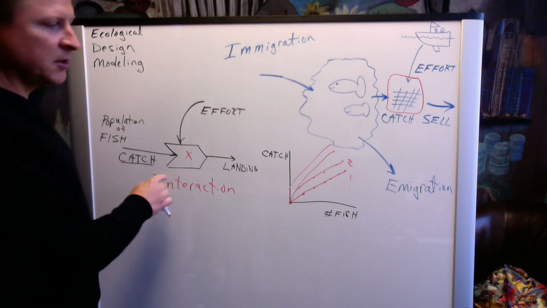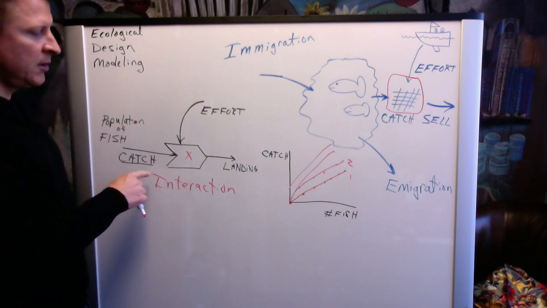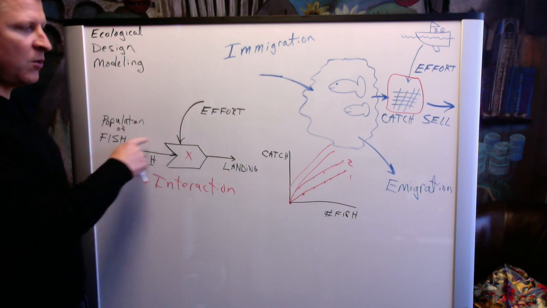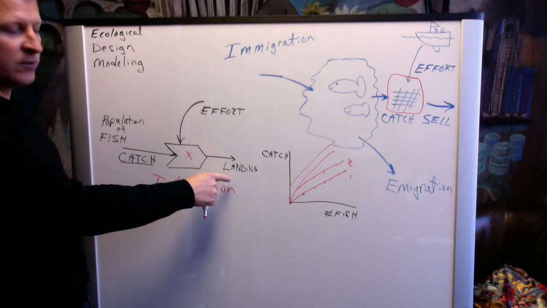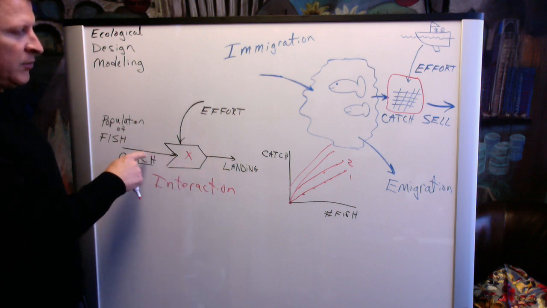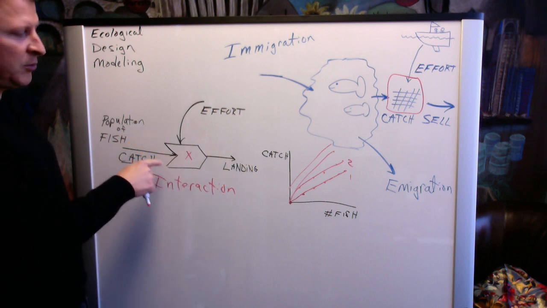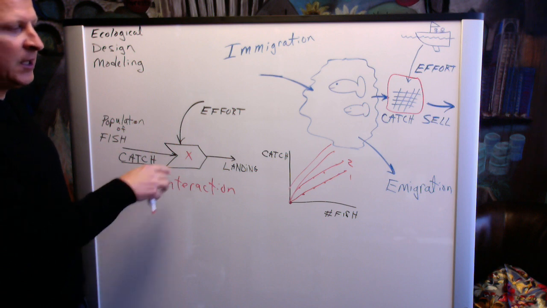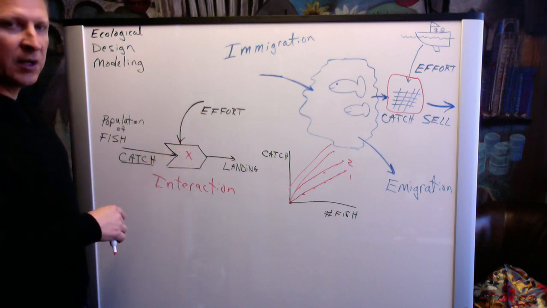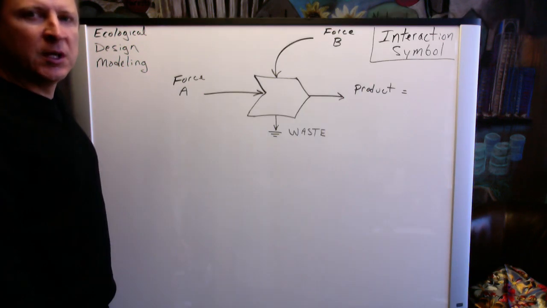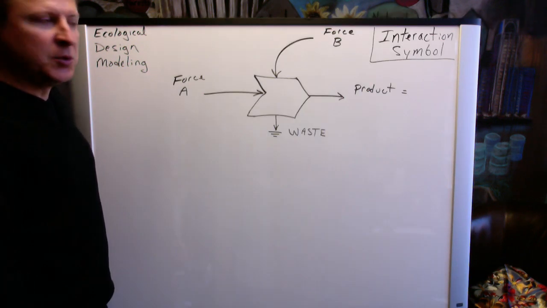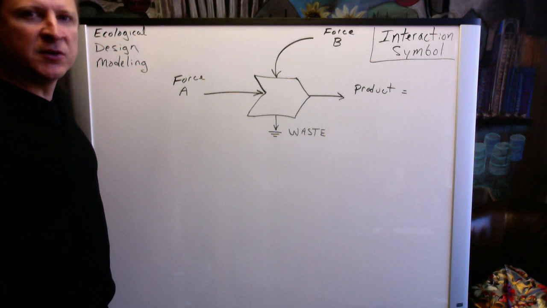So this interaction will represent this, because if we have more fish or more effort, we'll have more landings, more fish to sell. So there's an interaction here between effort and population. And this is the basis of our mathematical expression that we'll have for this pathway. Before getting to modeling our fish example, we need to explore the interaction symbol.